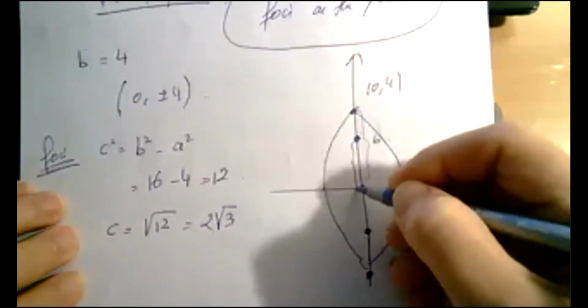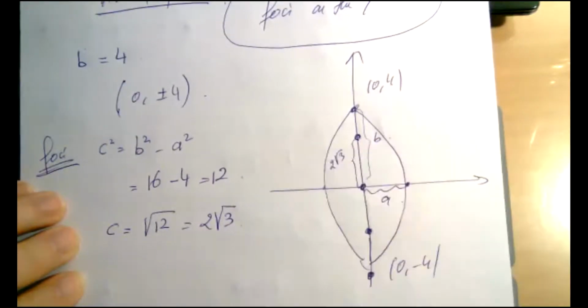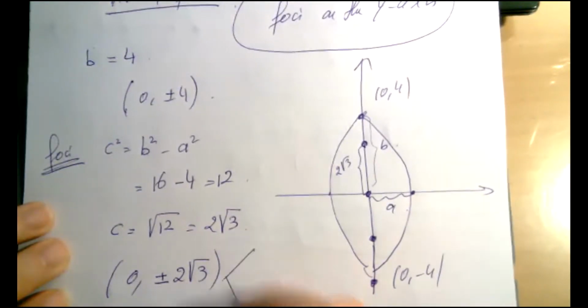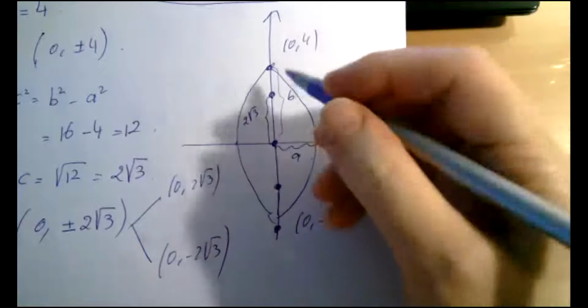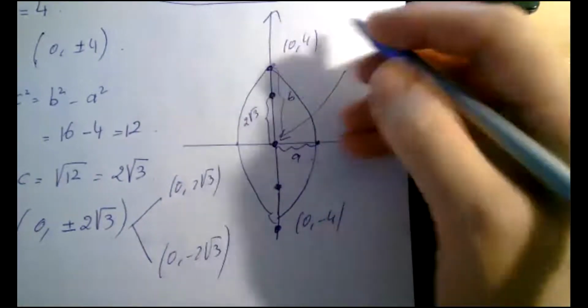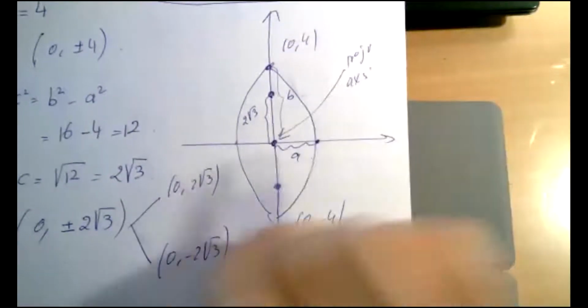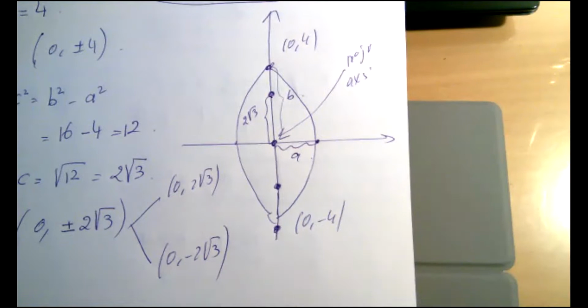That means from here to here is 2 square root of 3. So my foci are going to be (0, plus or minus 2 square root of 3), because we are on the y-coordinate. So we have basically 2 foci, one at 2 square root of 3, and the second at minus 2 square root of 3. Now in this scenario, the y-axis becomes the major axis, and the x-axis we call the minor axis. Okay, so that's the equation of the ellipse.